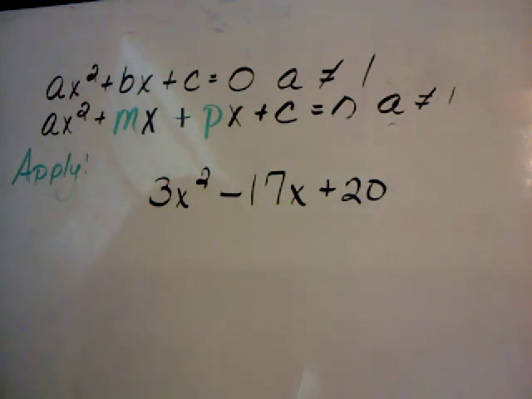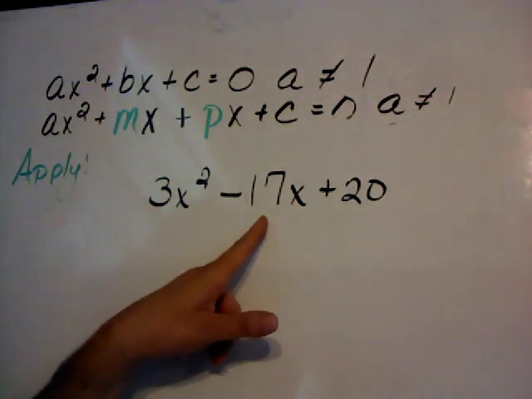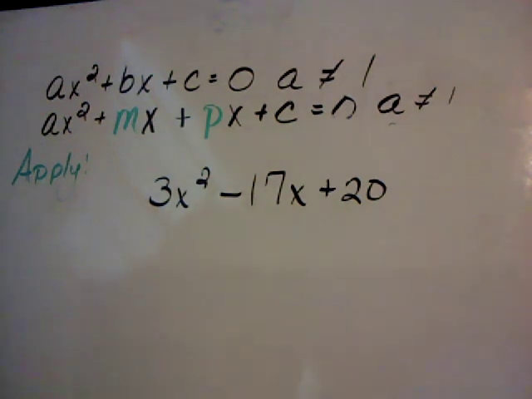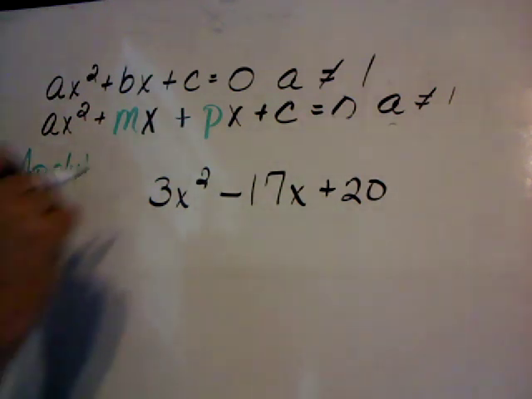3x squared minus 17x plus 20. In this trinomial, a is equal to 3, b is equal to negative 17, and c is equal to 20. Since b is negative, m plus p will be negative. Since c is positive, m times p will be positive. Okay, so let's look at that.